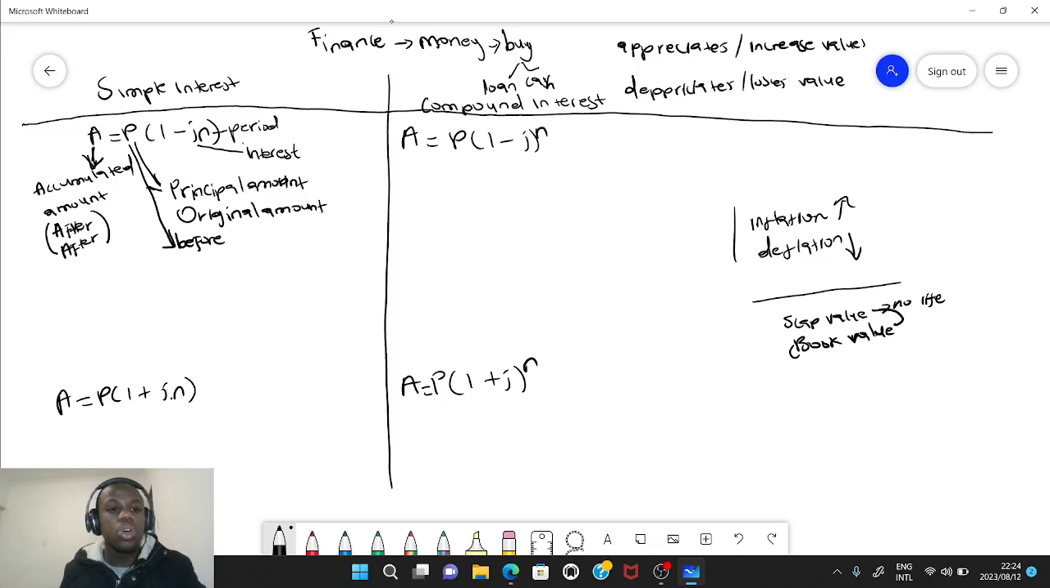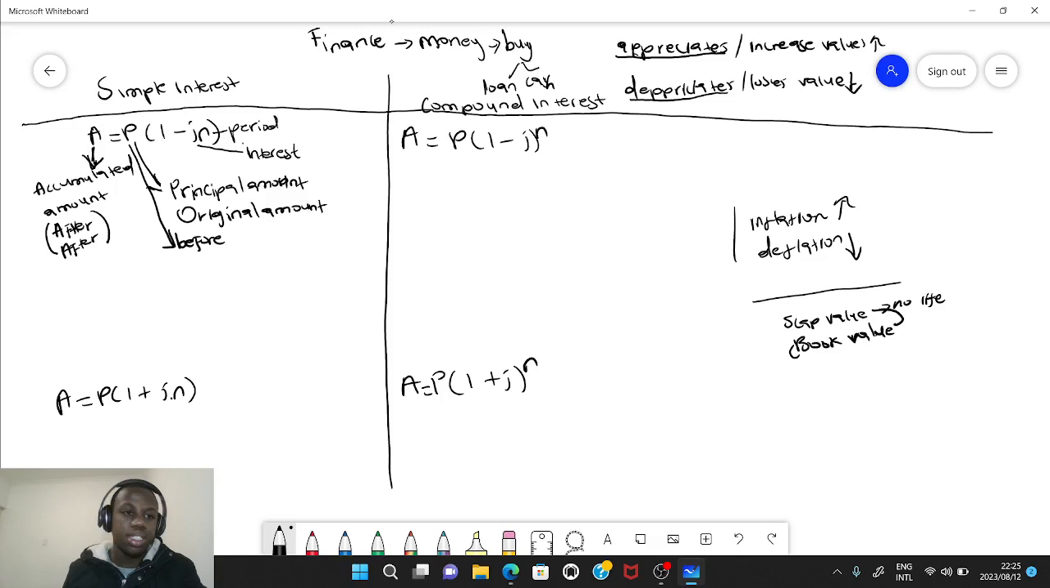Like I said before, these four equations have special names, right? Since we know that when something appreciates, it increases in value, and when something depreciates, it loses value, right? So when it appreciates, the value increases. When it depreciates, the value decreases, right?